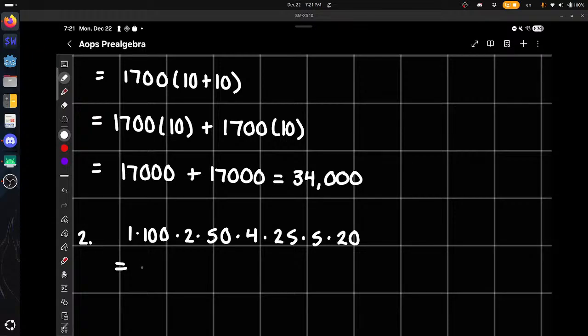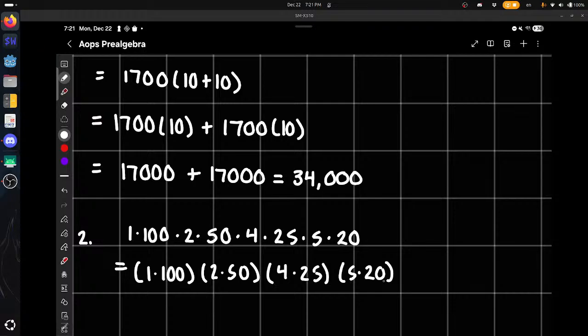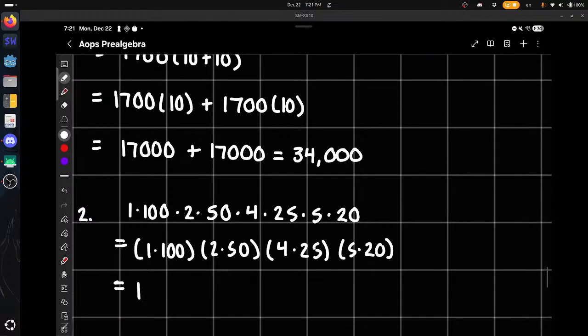Well, I know that this is 100. So that's 100, that's 100, that's 100. So we're all 100. So we have 100 times 4. No, we have 100 to the 4th power.